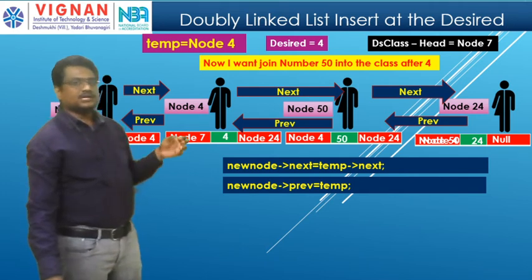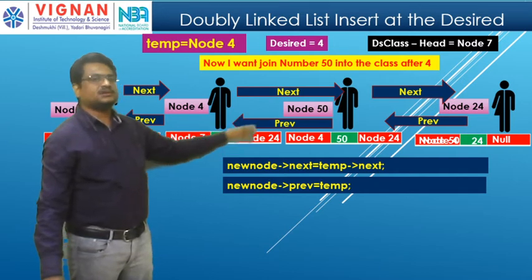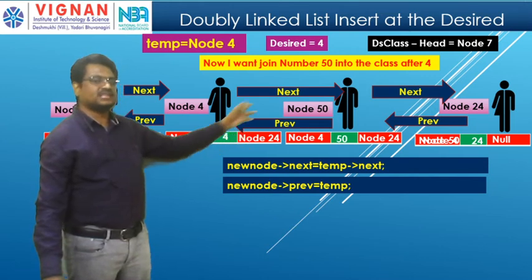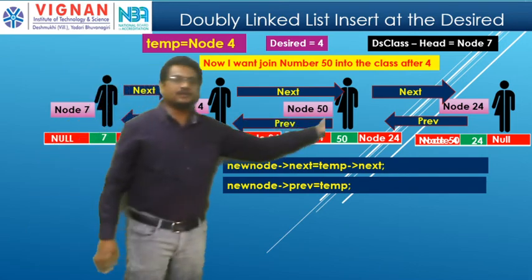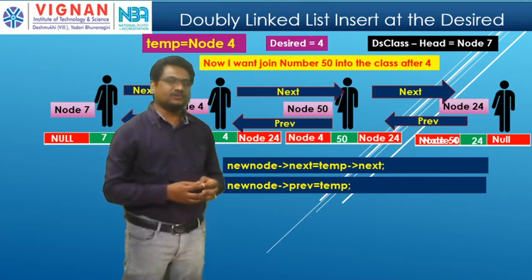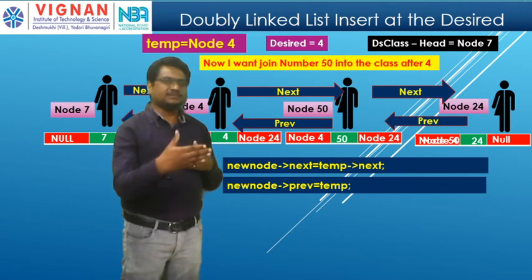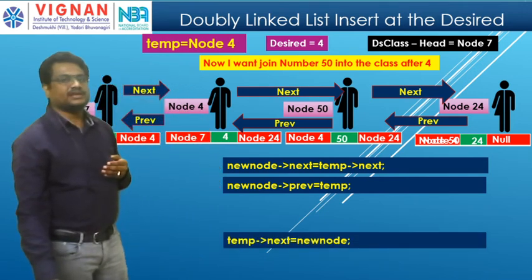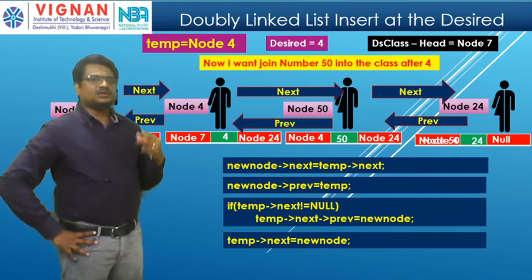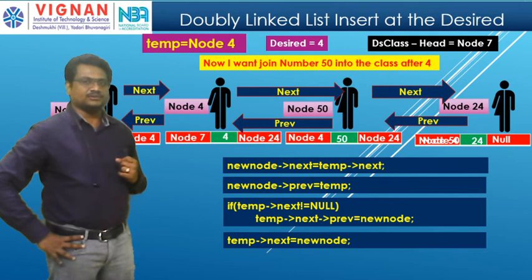Now see, this one next element, if it is not null, that means it is not the last element. So if I want to insert an element after 24, am I inserting the element between the values? No, I am inserting the element after some value. So that's why I need to check this statement. If temporary next is not null, then only I need to change the 24 value.